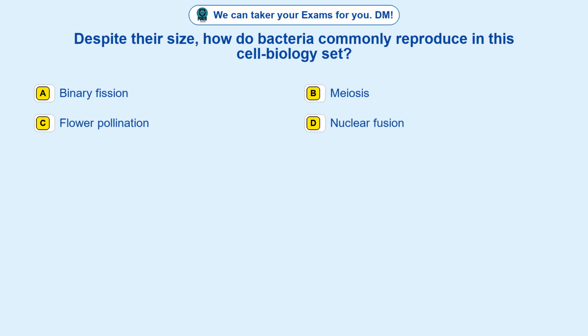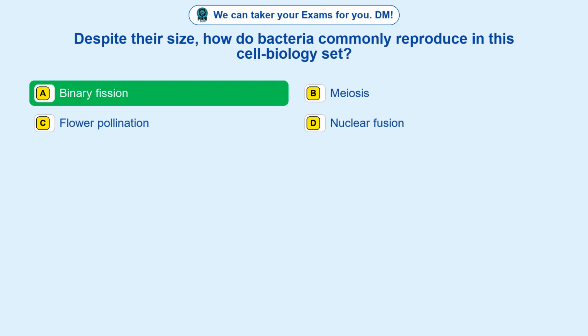Question 25. Despite their size, how do bacteria commonly reproduce in this cell biology set? Option A, binary fission. Option B, meiosis. Option C, flower pollination. Option D, nuclear fusion. The correct answer is option A, binary fission.